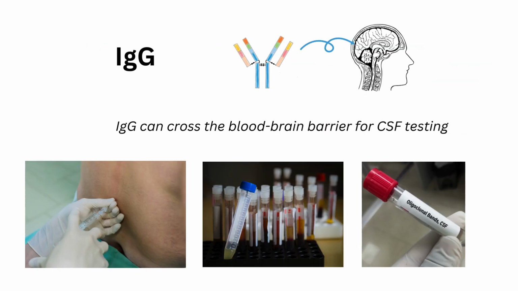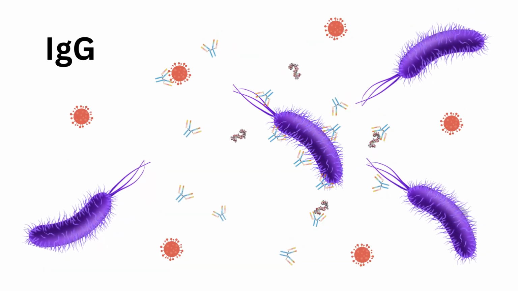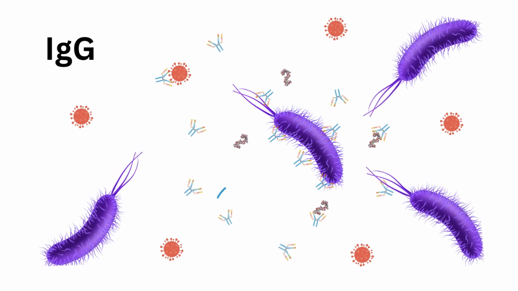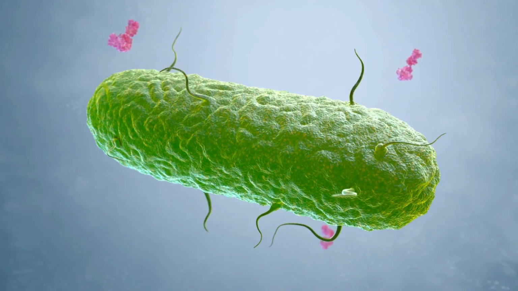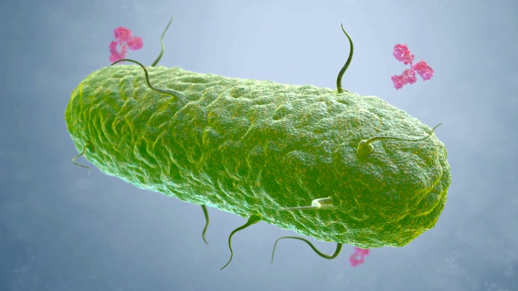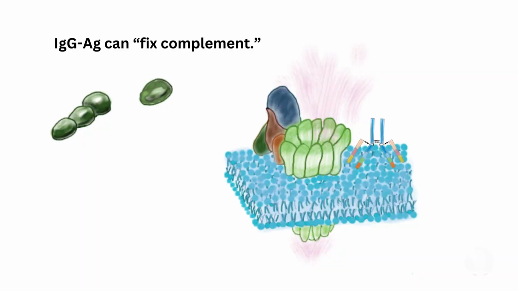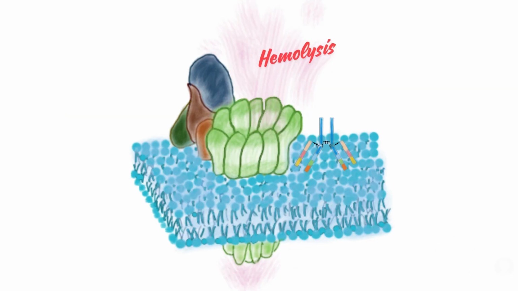IgG can cross the blood-brain barrier, so it's found in CSF. IgG is very effective in binding to specific foreign antigens in invading viruses and bacteria and neutralizing bacterial toxins. When IgG binds to its corresponding cognate antigen, it forms an immune complex, which can fix complement. Activated complement proteins form a complement cascade that forms a membrane attack unit that effects hemolysis.